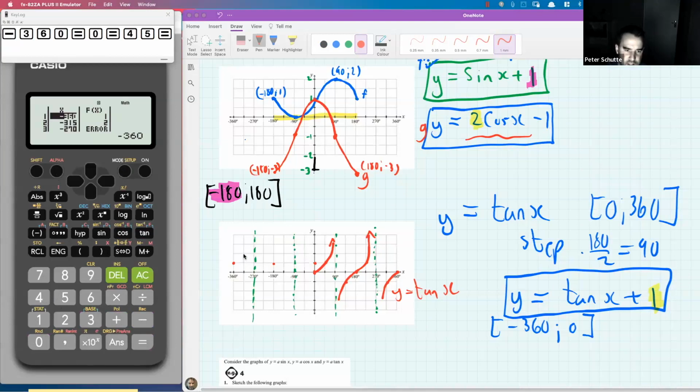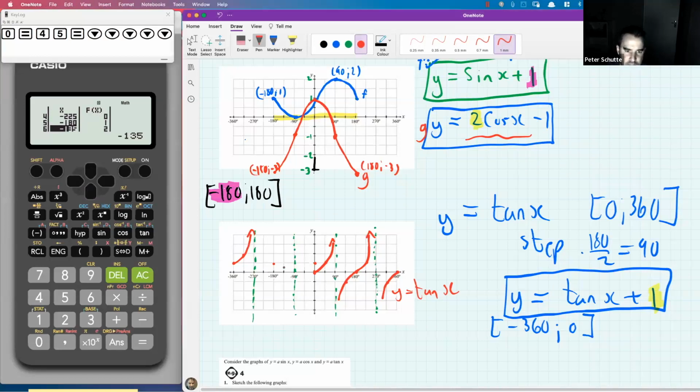So -315 is 2. So I kind of know, okay, this is going up like that. And then I can go -181, -135 is 2. So it's the same thing over here. It feels like that is... is that right? No, that's not right. Let me go back. So -181 is there. -135 is 2 is there. That's correct. -225 is 0, which is there.